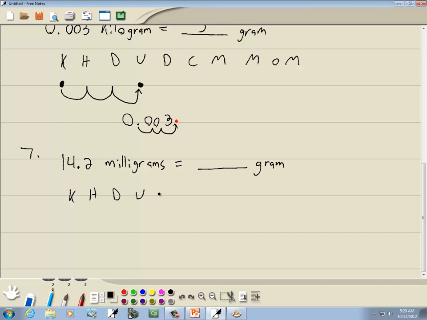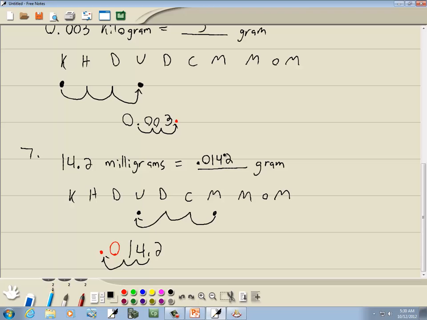King Henry doesn't usually drink chocolate milk, Mom. Okay, we want to start in milligrams, which is right here, and we want to go to grams, which is our unit, which is right here. So we'll go 1, 2, 3 places to the left. So here's my decimal. 1, 2, 3 places. This is where my decimal will be, and I'll put a 0 for that missing digit. So we're going to have 0.0142 grams. Start a new page.